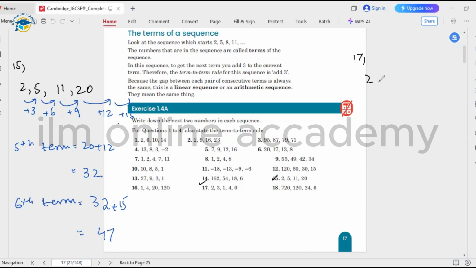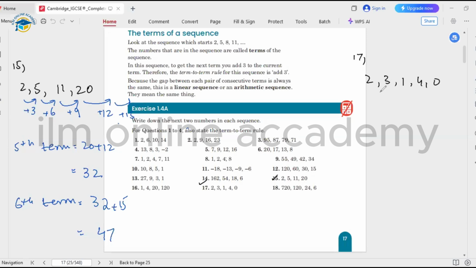Here again, we have a sequence like 2, 3, 1, 4, and 0. So for this sequence 17, we need to check how we can get the next term. So here in this sequence, we have 2, then 3, then 1, then 4, and then 0. So accordingly, if I need to find my next term, I need to carefully check first of all the common difference.